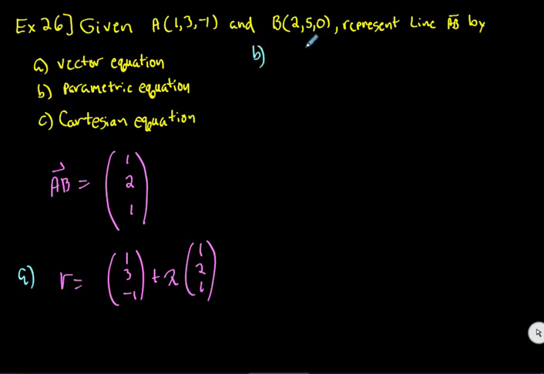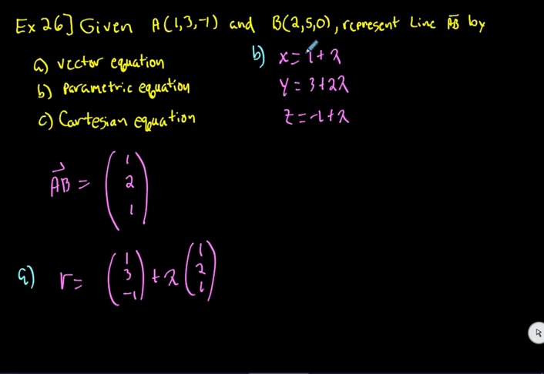For B, my parametric equation, taking this vector equation up here, I could say x is equal to 1 plus lambda. My y is equal to 3 plus 2 lambda. And then my z is equal to negative 1 plus lambda. And those are my parametric equations.